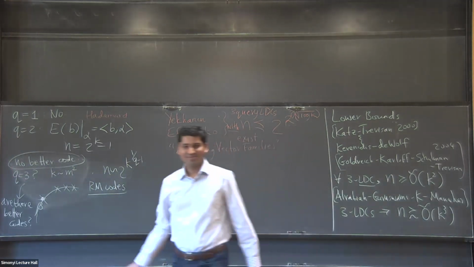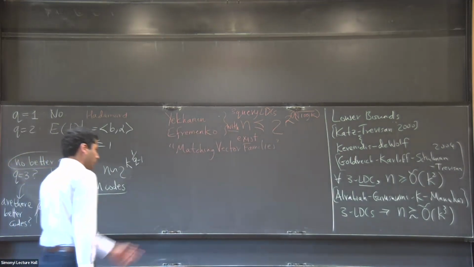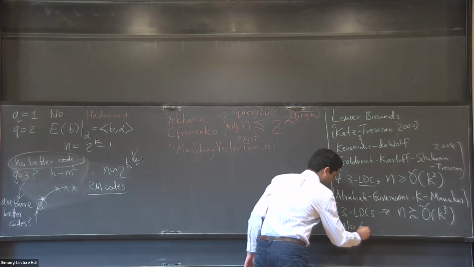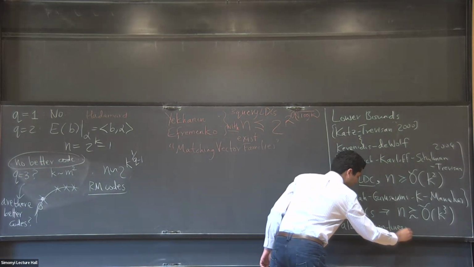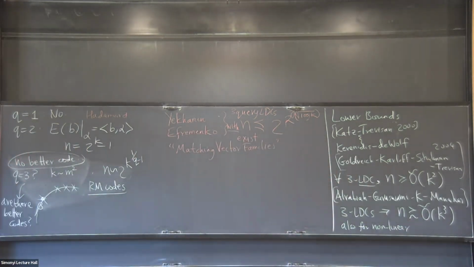Do these lower bounds actually work only for linear codes or for everything? Good. Yeah. So this lower bound also works for nonlinear. But the result I'm going to prove today, the result over there, works only for linear. And I'll come back to where we use linearity in the proof.